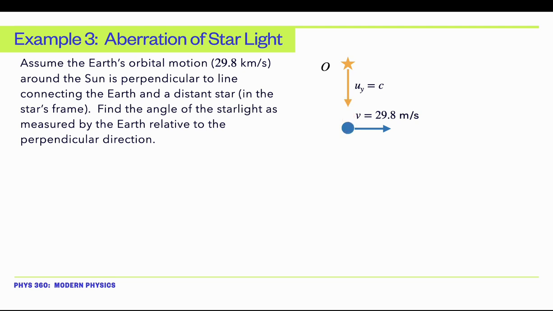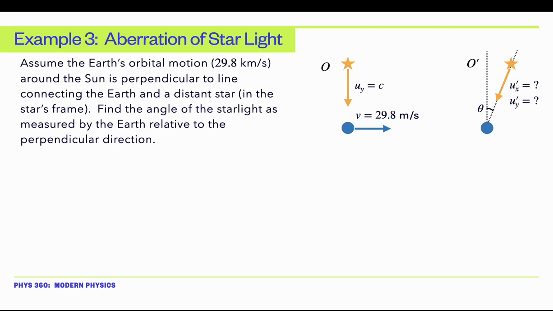So the Earth is directly under the star in the frame of reference of the star. The question is, what is the apparent angle of the light from the star as seen in the moving reference frame of the Earth? So it's going to be angled in slightly towards the Earth like this. We want to find that angle theta, and in order to find that, we need to find the components of the velocity of light from the Earth's reference frame. So we're trying to find ux prime and uy prime.